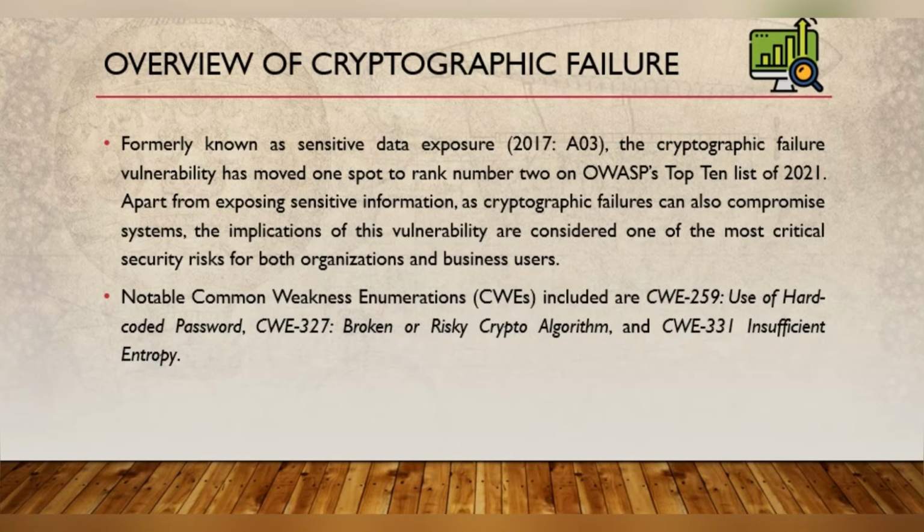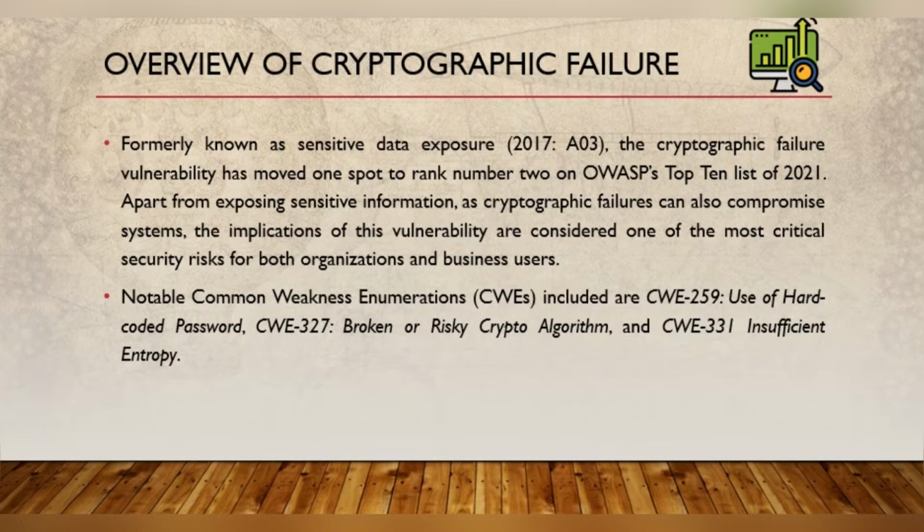So now let's understand the overview of cryptographic failure. The OWASP Top 10 list was out in 2021, and as usual, it has enlightened us about the most dangerous and potential vulnerabilities. And cryptographic failure, previously known as sensitive data exposure, has occupied the second position in the list of OWASP Top 10 vulnerabilities. So what is this all about?